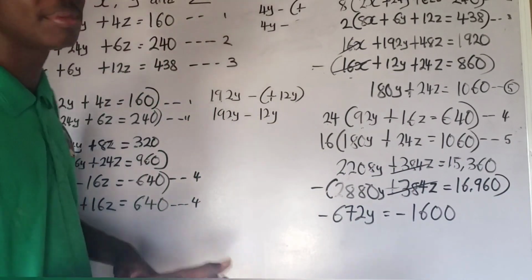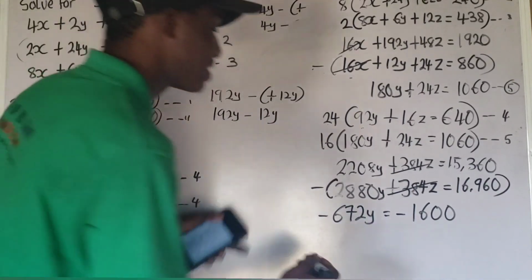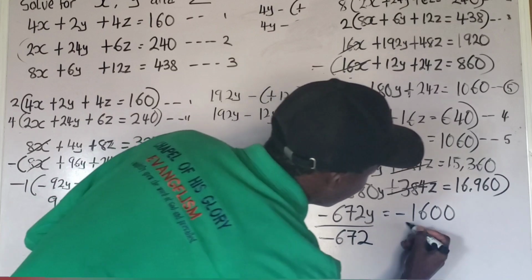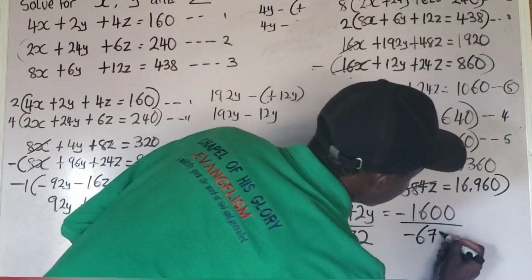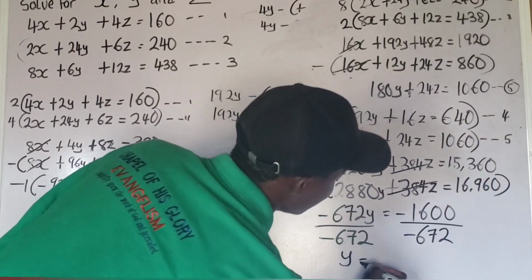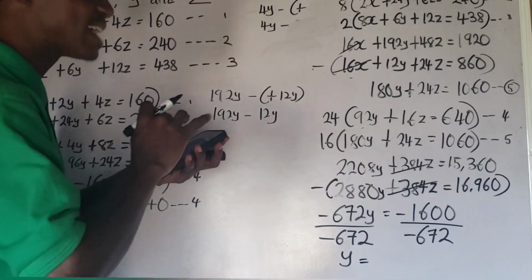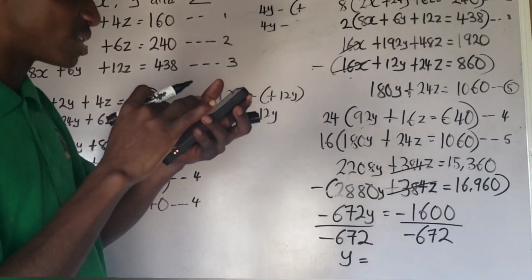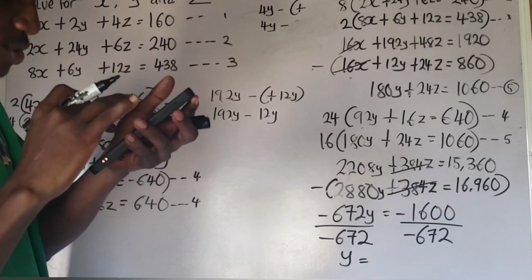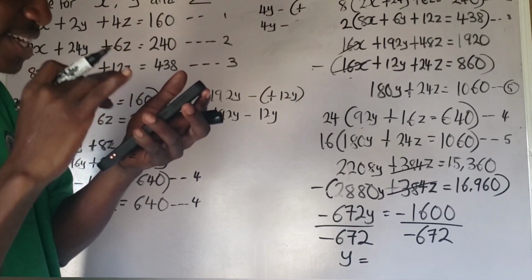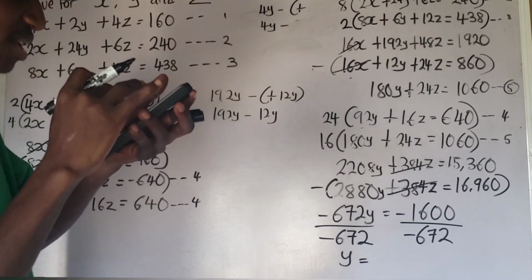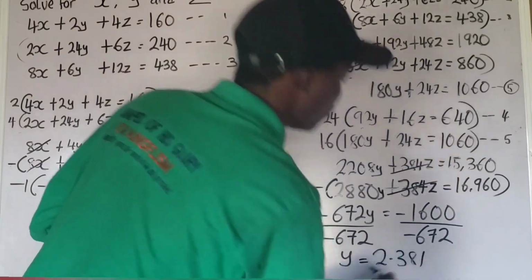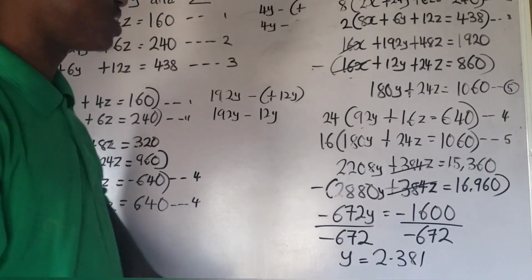Now, we can easily determine the value of y by dividing both sides by negative 672. Negative 672 all over negative 672. So therefore, the value of y, if you punch your calculator, negative 1,600. Pay attention to the signs, okay? Negative 1,600 divided by negative 672. That will give us 2.381. The value of y is 2.381.